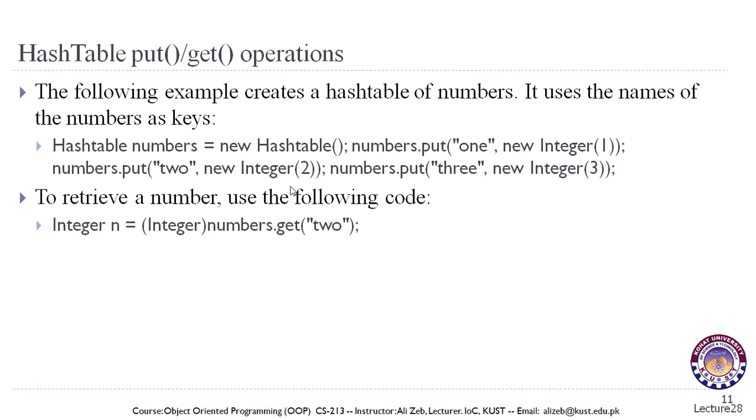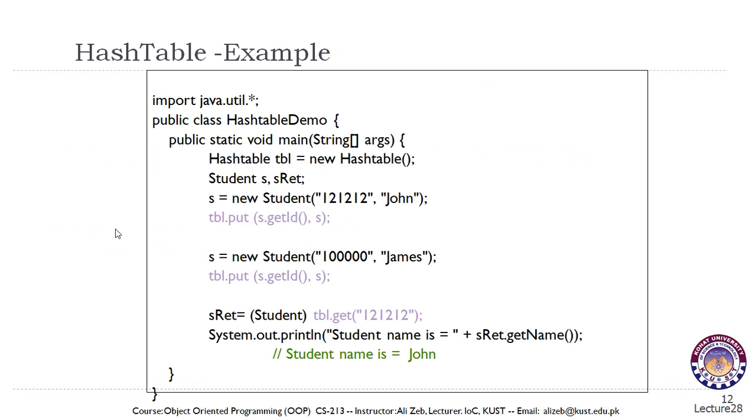To retrieve a number, use the following code. Integer n is equal to, and this is the wrapper where we can get the value at this position into an integer variable, and we need to pass the key of that element. So it will return 2 and store that 2 in this variable n. If n is a non-null value, then that value will be printed.